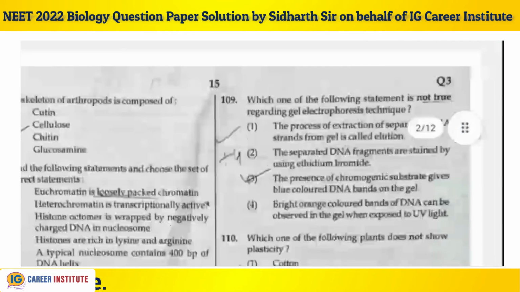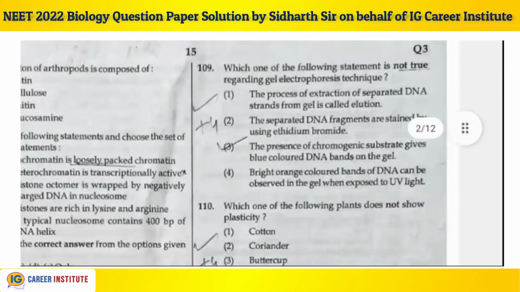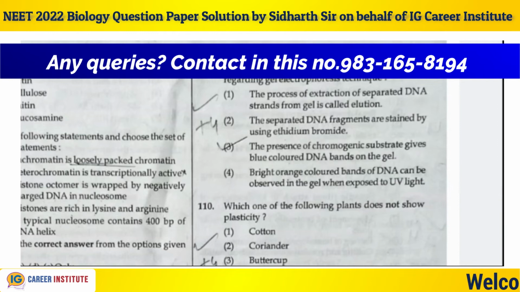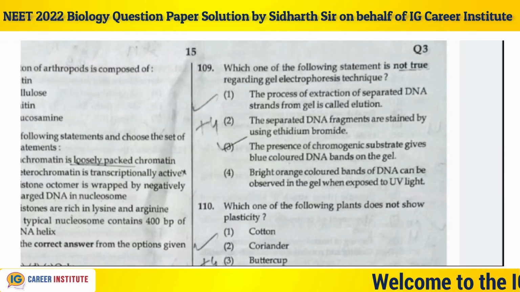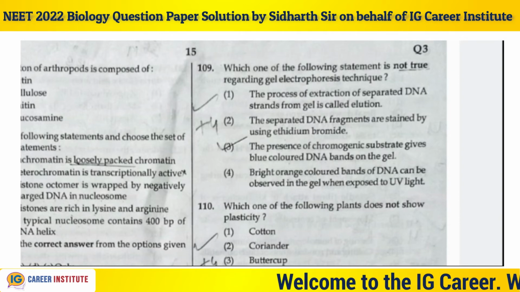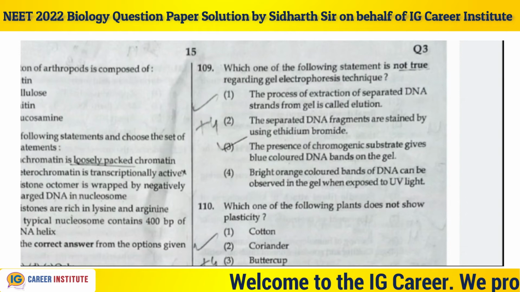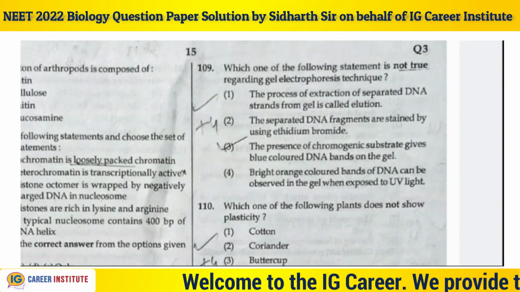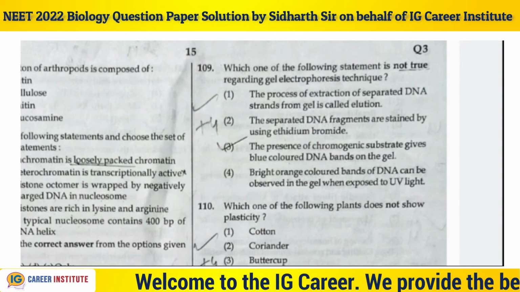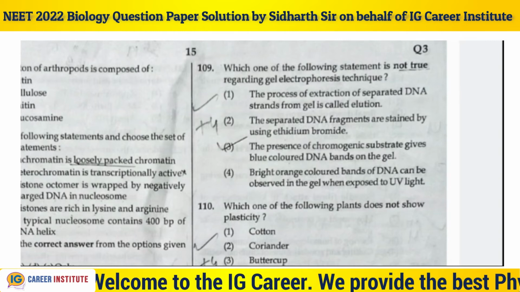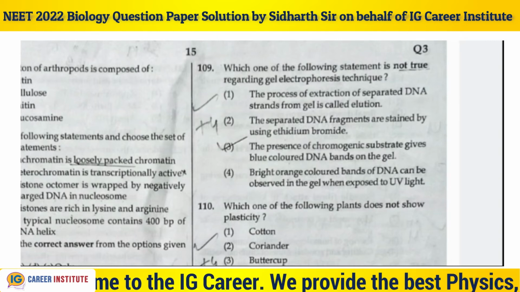Now let's go to question number 109. Which one of the following statements is not true regarding gel electrophoresis technique? The process of extraction of separated DNA strands from gel is called elution, another line directly from NCERT. The separated DNA fragments are stained by using ethidium bromide, directly from NCERT. Bright orange colored bands of DNA can be observed in the gel when exposed to UV light. Another option 1. Option 4 is also directly from NCERT.